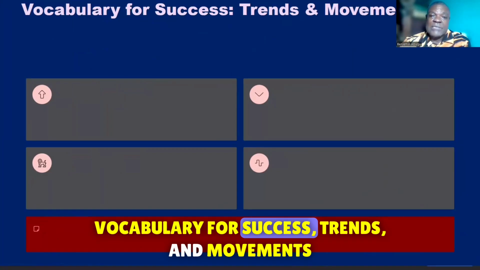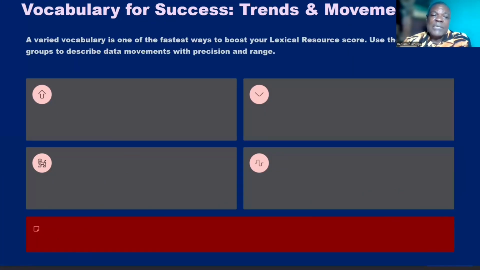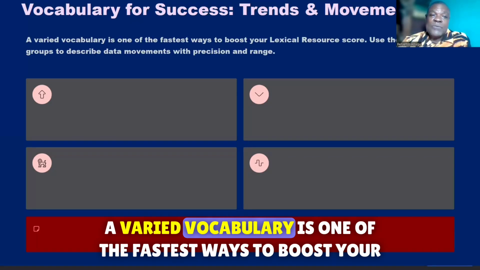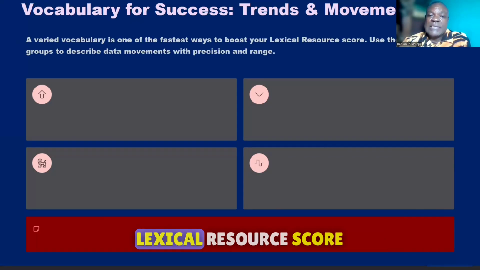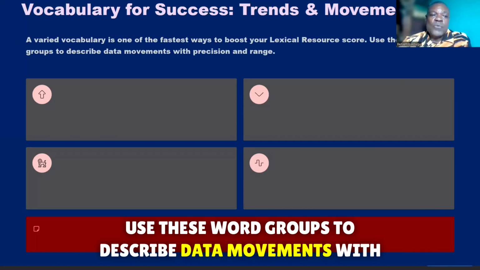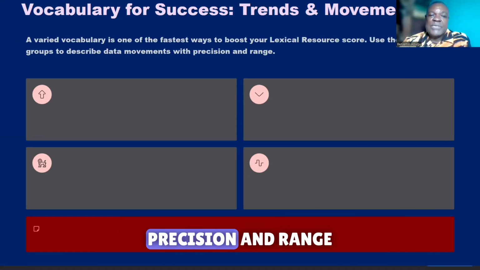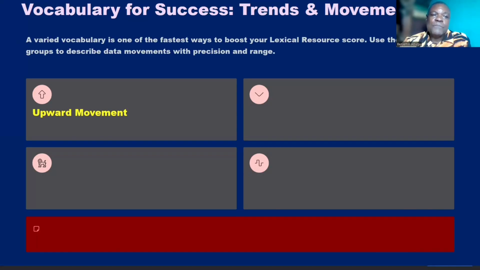Vocabulary for success, trends, and movements. A varied vocabulary is one of the fastest ways to boost your lexical resource score. Use these word groups to describe data movements with precision and range.